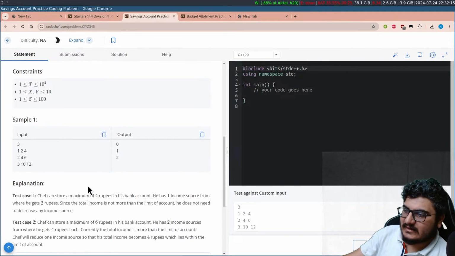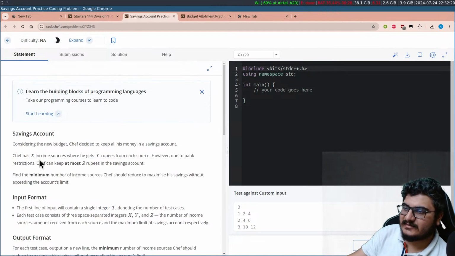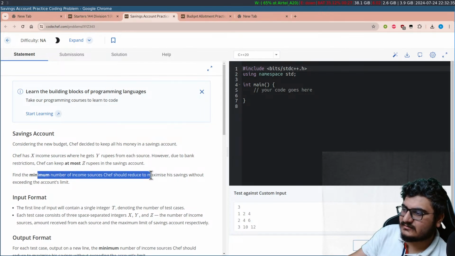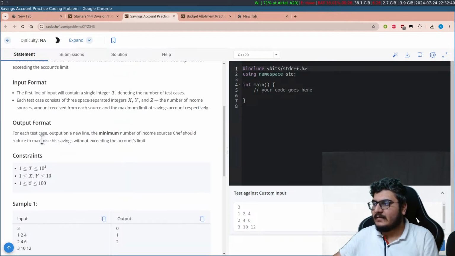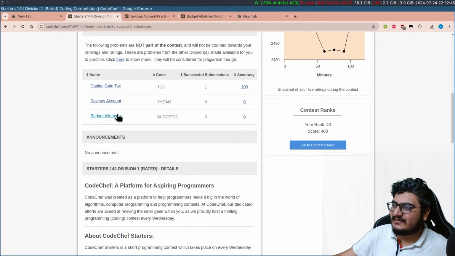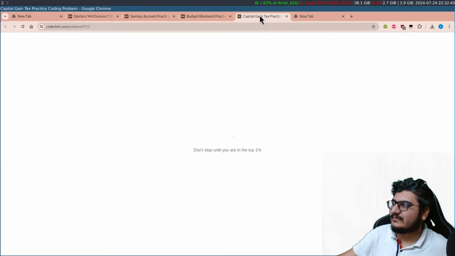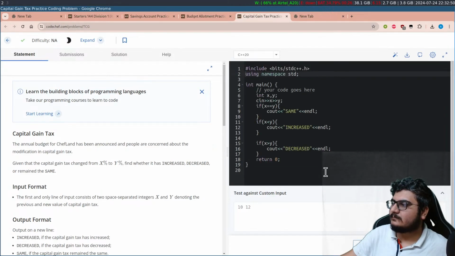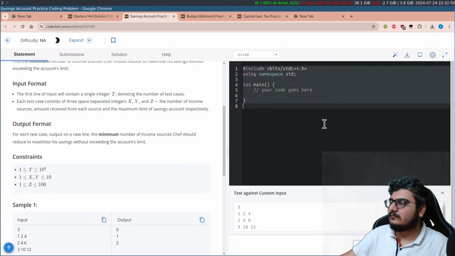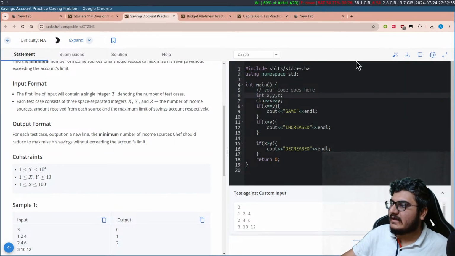Okay, wait 1 second. Let's look at the explanation. It says XYZ, but it's a bit confusing. X income sources, and he gets Y rupees from each source, and we can keep at most Z rupees in the savings account. What is the minimum number of income sources he should reduce to maximize his saving without exceeding the account limit? Let me first try to see what's going on here.